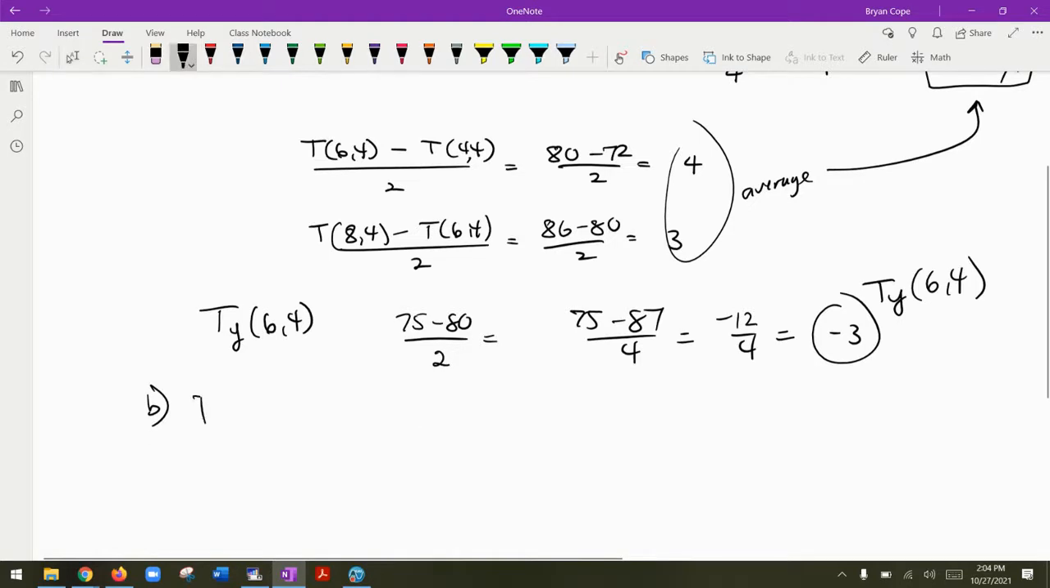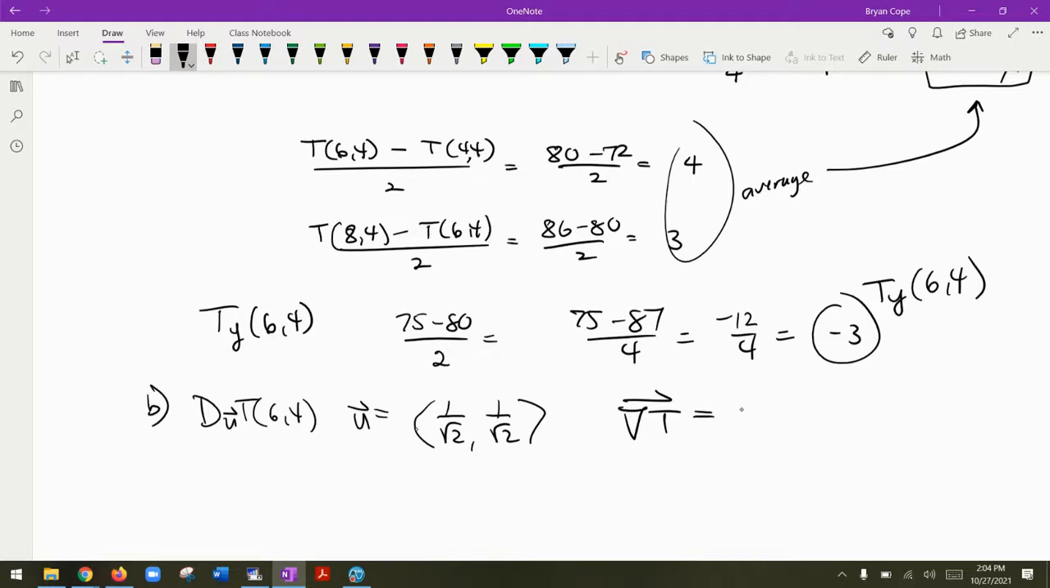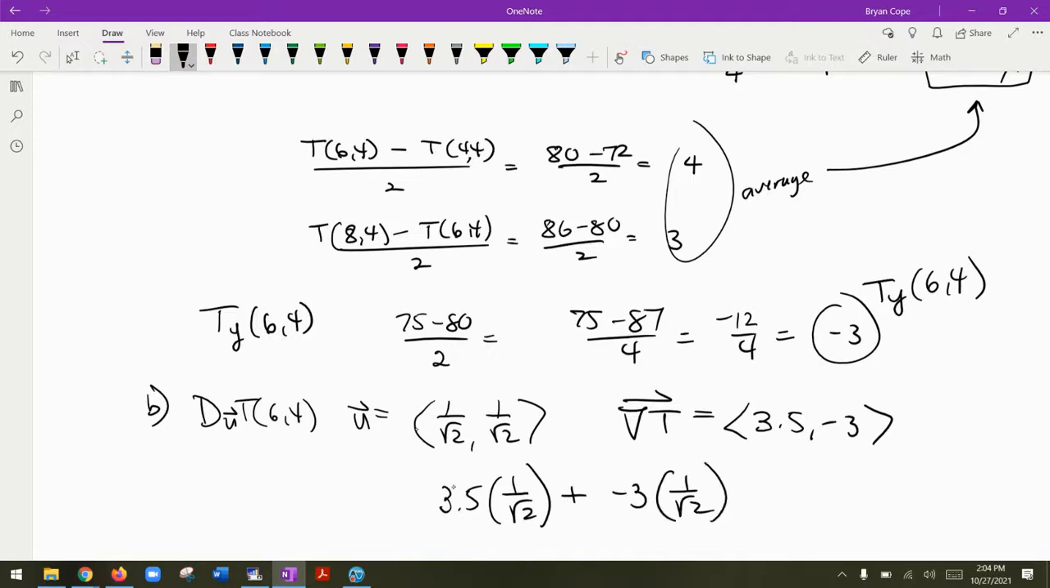It says, estimate the value of D sub u of T at 6,4, where u is the vector 1 over root 2, 1 over root 2. Well, what's nice is that we really know gradient T, don't we? Gradient T at that point is 3.5 comma negative 3. What do we need to do with gradient T and u? Exactly, dot them. So we're just going to take 3.5 times 1 over root 2 plus negative 3 times 1 over root 2. This is our answer, and I don't really care what the value is.